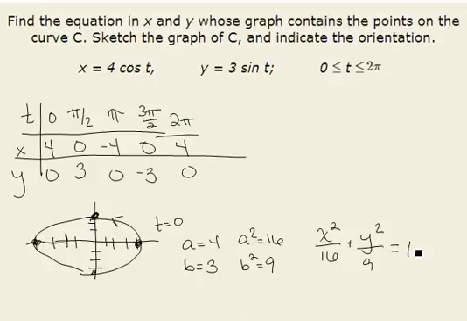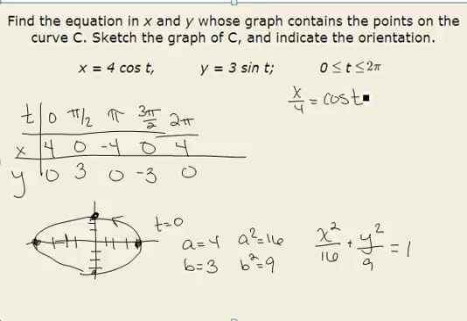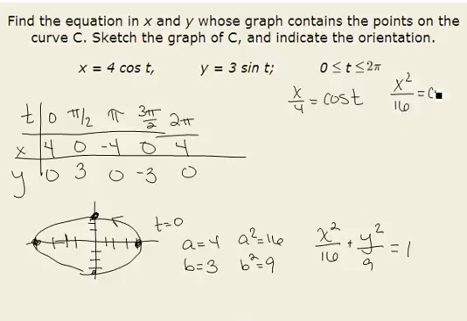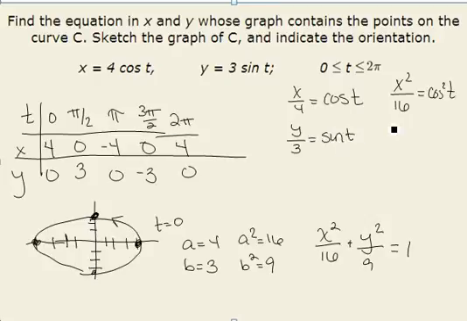Another way we could find this equation is solving for the cosine and sine of t. We have x over 4 is equal to the cosine of t. Squaring both sides, we're going to have x squared over 4 squared, or x squared over 16, is equal to cosine squared t. Likewise, dividing both sides by 3, we get y over 3 is equal to the sine of t, or y squared over 3 squared, or 9, gives us sine squared t.